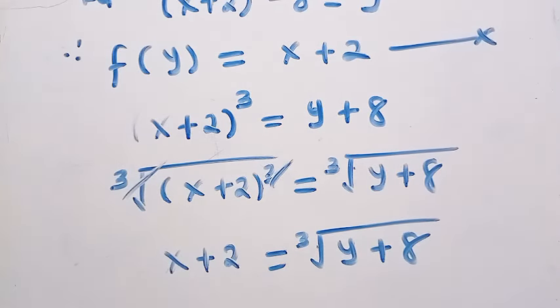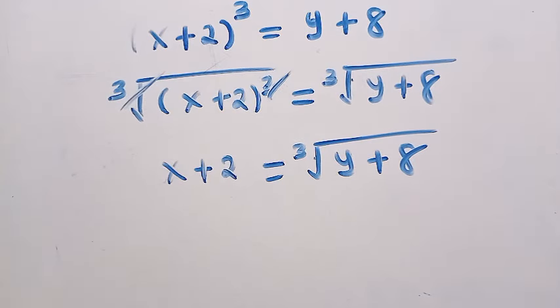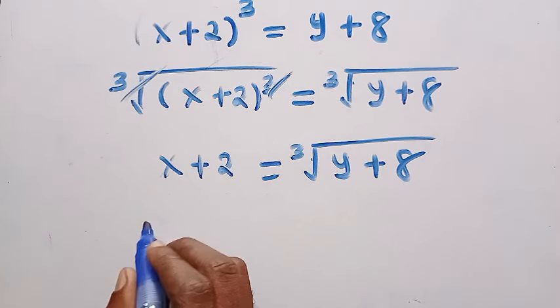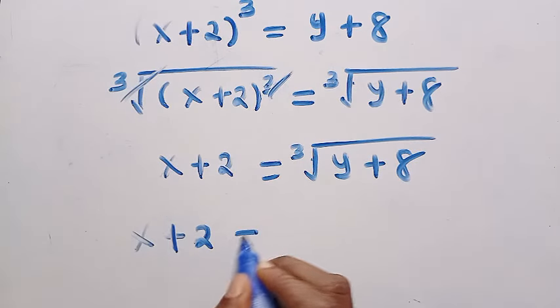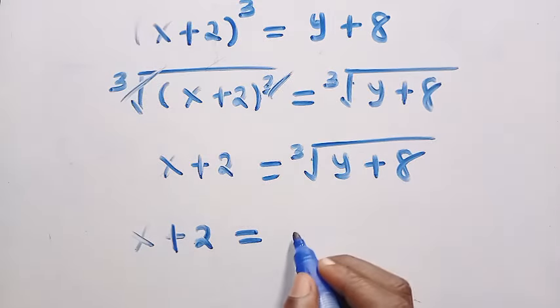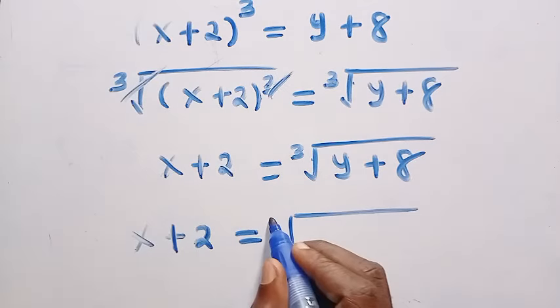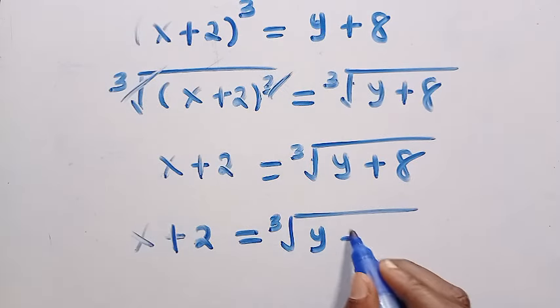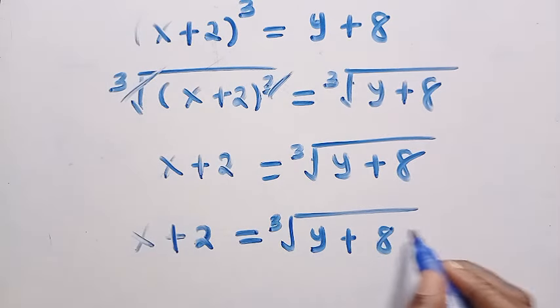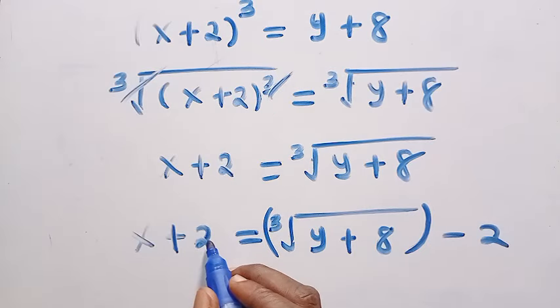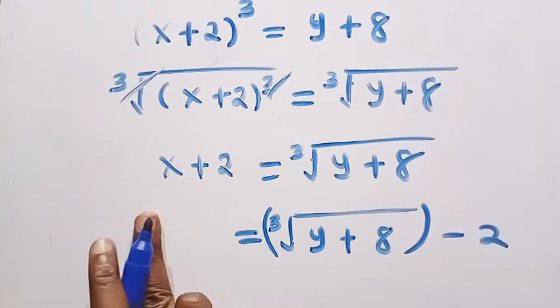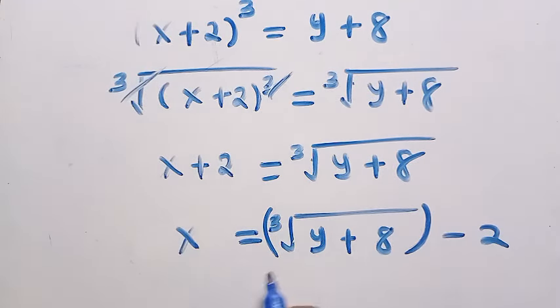And we subtract 2 from both sides. So by subtracting 2 from both sides, we have x plus 2 equals the cube root of y plus 8, minus 2. So we put this in brackets. Also, we subtract 2 from here, and that one cancels. And we only have x, which equals this.